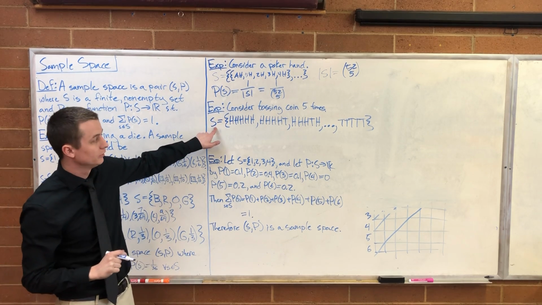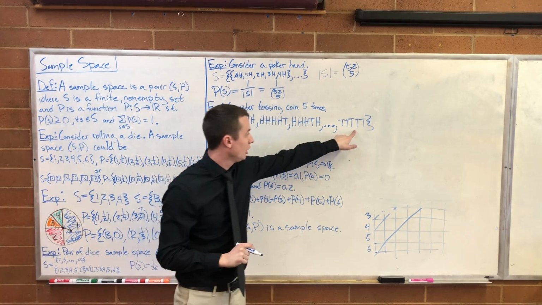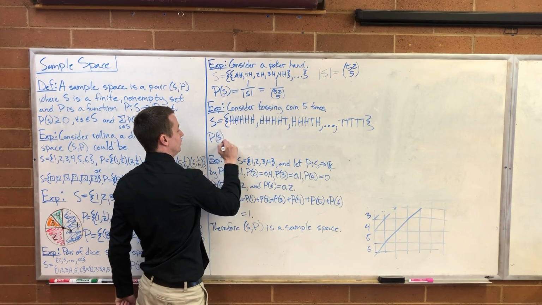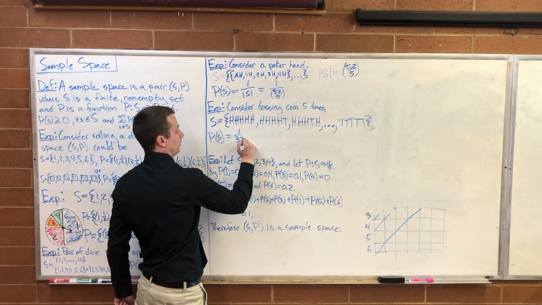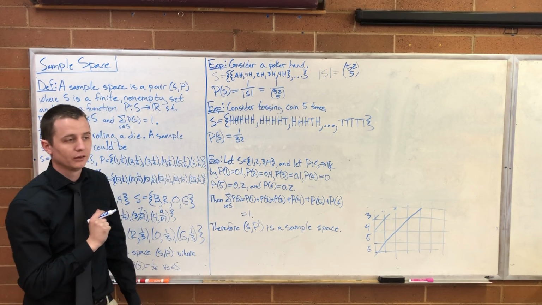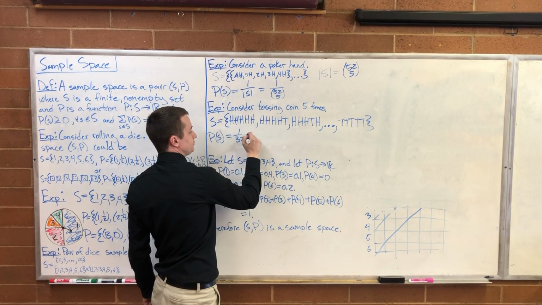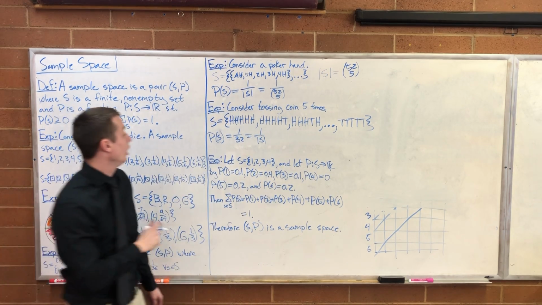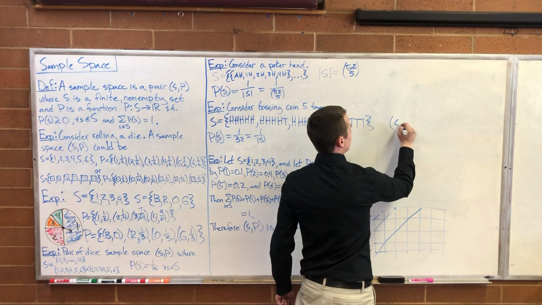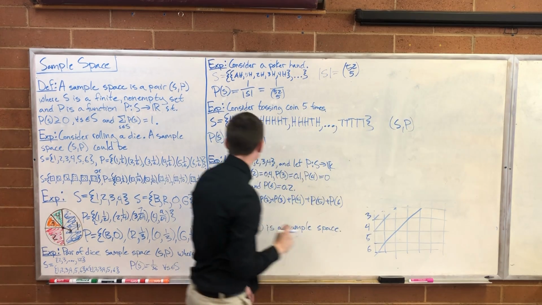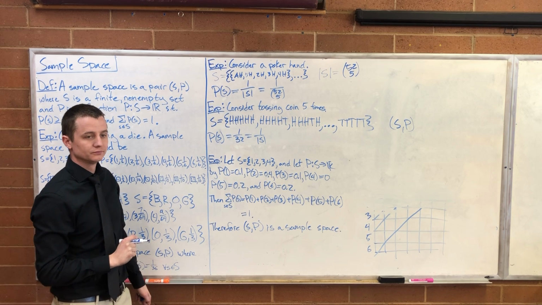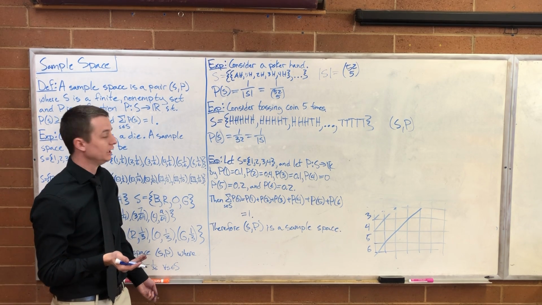Or that could be our set of outcomes. This is the set of all possible outcomes of flipping a coin 5 times. And we can make our probability function just 1 over 32, right? 1 over the size of S, if it's a fair coin. So, to be very explicit, our sample space, remember, is always the ordered pair (S, P), where S is this and P is this. Make sense? Anything weird?